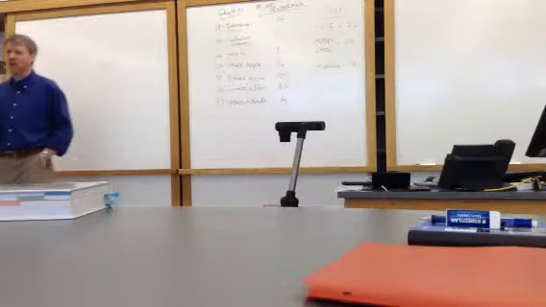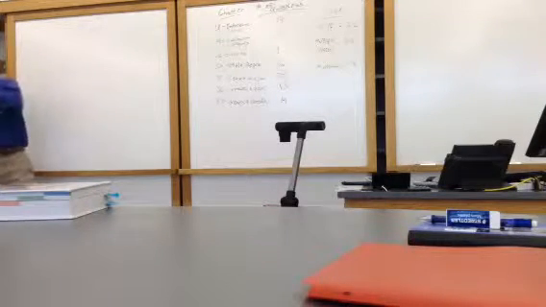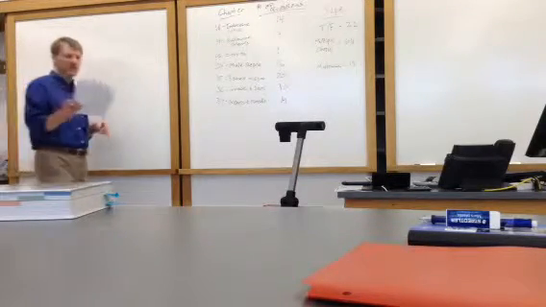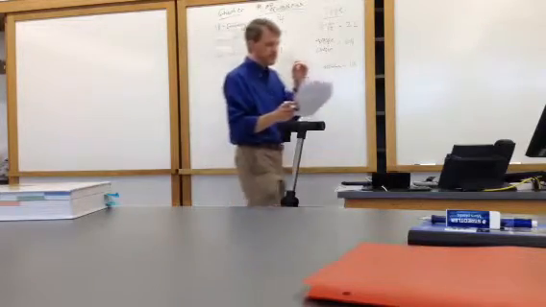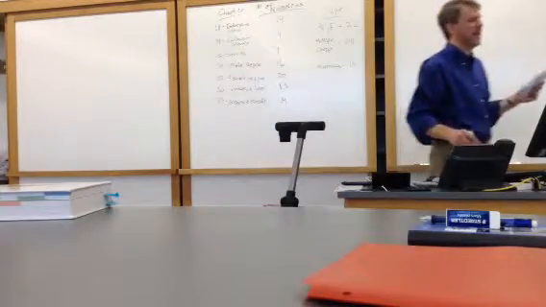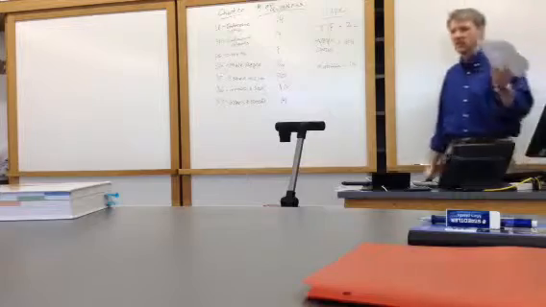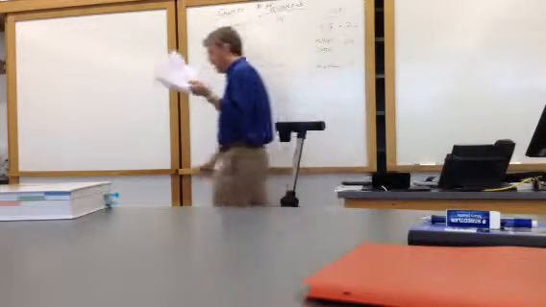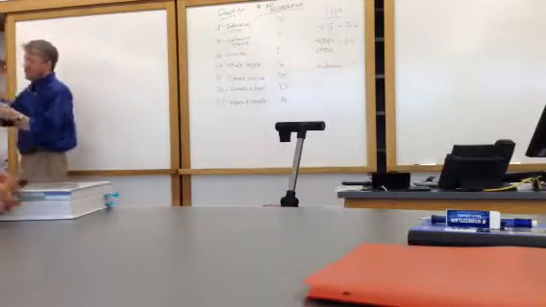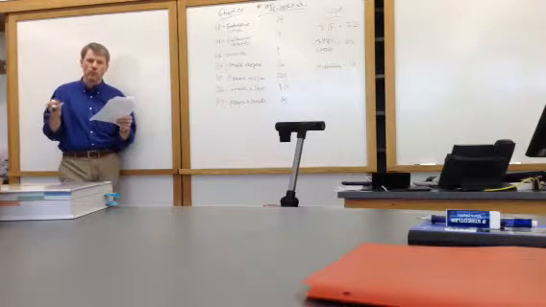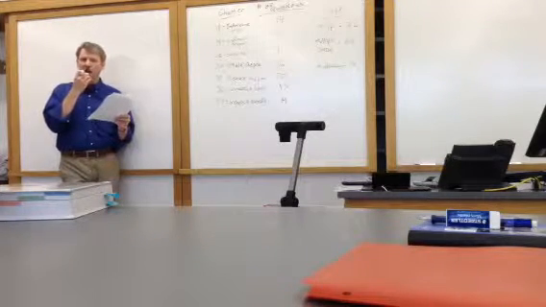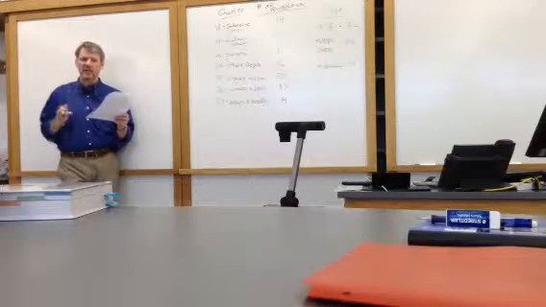Calcitonin. What does calcitonin do? Tones down blood calcium levels. All right. What's the antagonist to calcitonin? PTH. Where does that come from? Parathyroid. Okay.